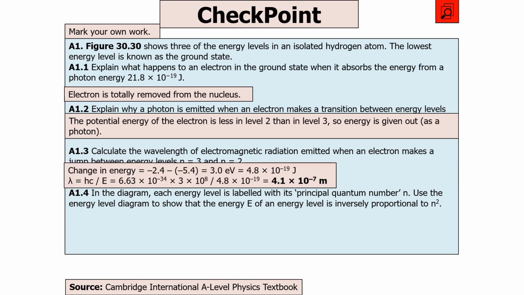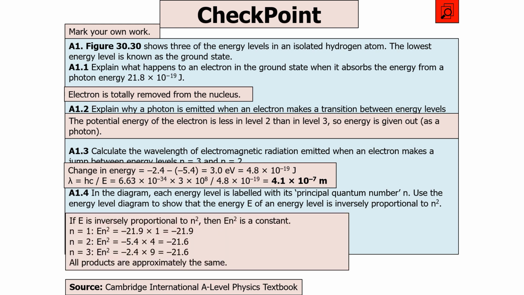And then to work out the jump, you work out your change in energy level, so it's going to be 3 eV. Convert that into joules by multiplying by 1.6 times 10 to the minus 19. You then say lambda equals hc over E, work it through to be 4.1 times 10 to the minus 7 meters. And then this next one is just about the idea of inverse proportionality. So if E is directly proportional to 1 over n squared, therefore E n squared equals a constant. So for each energy level, do E times n squared. They all come out at approximately the same value, minus 21.6, proving that they're inversely proportional.